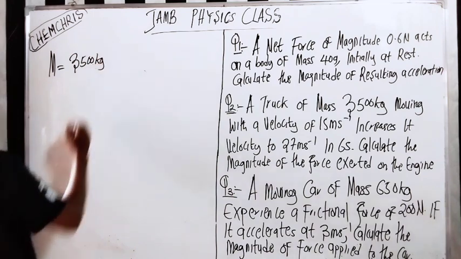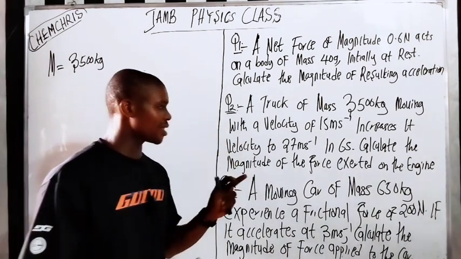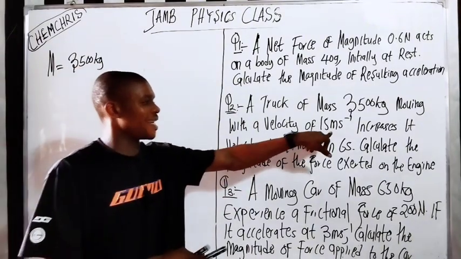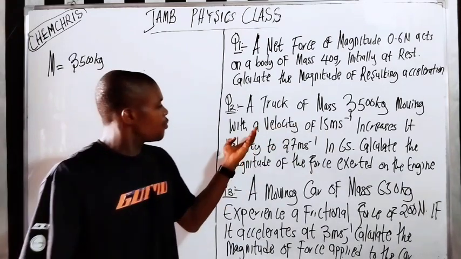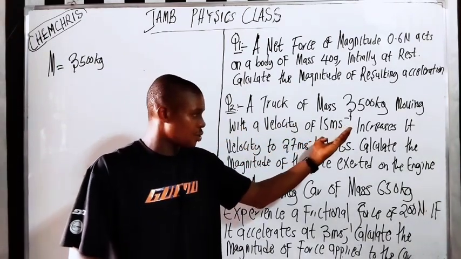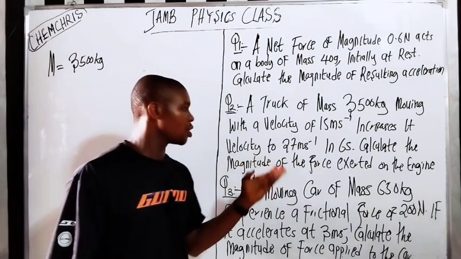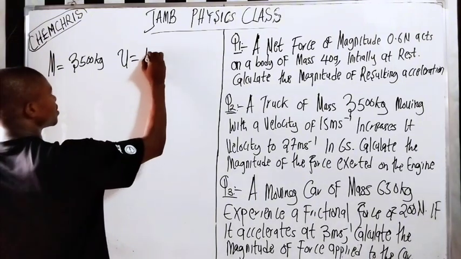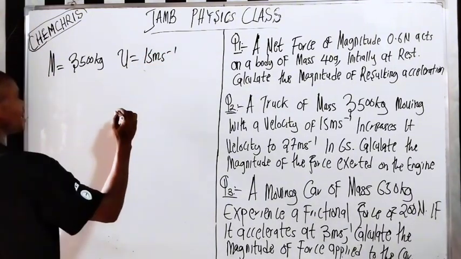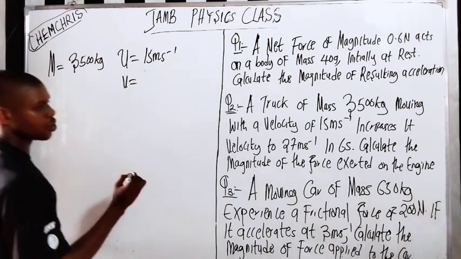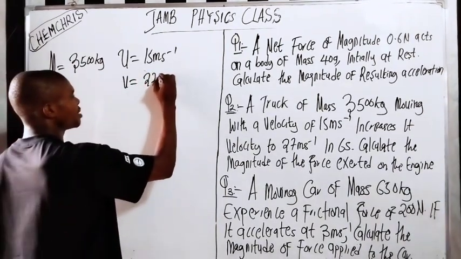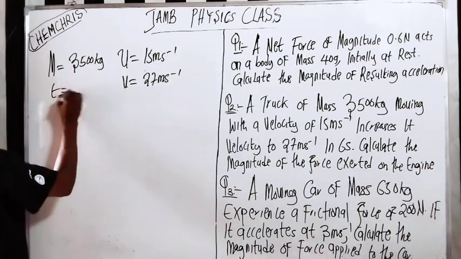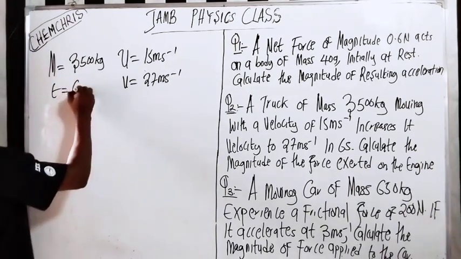My mass is 3,500 kg, right? Moving with a velocity, so it's already moving. So this is my initial velocity: it is moving with a velocity of 15 meters per second, and increases its velocity to 27 meters per second. So the initial velocity u is 15 meters per second, then my final velocity v is 27 meters per second. And my time t is 6 seconds.